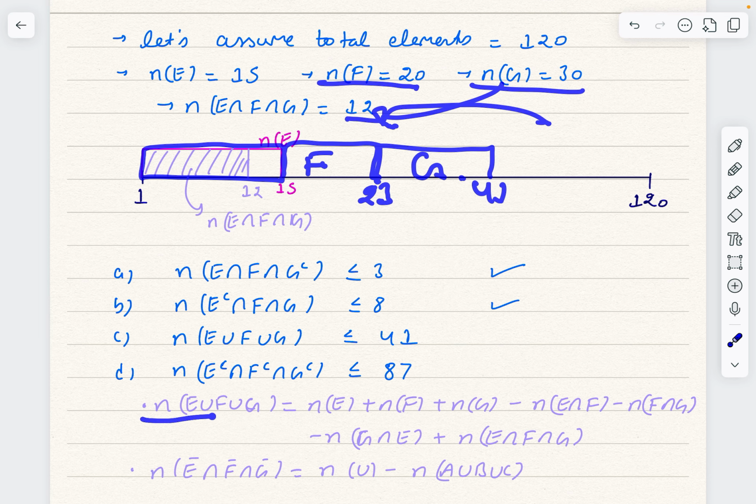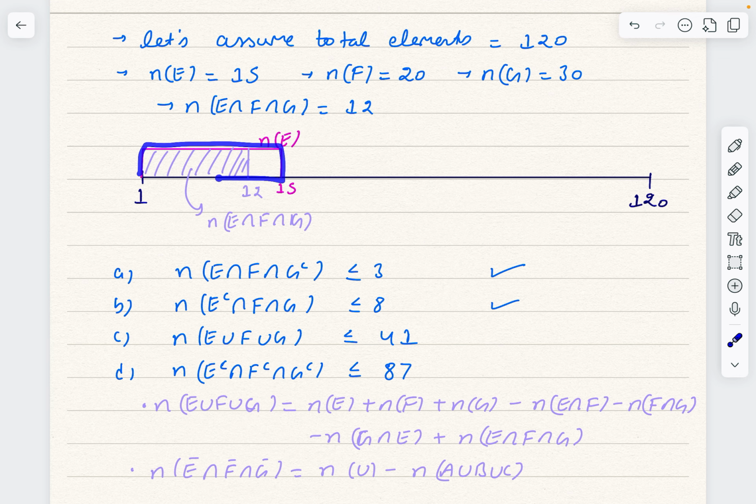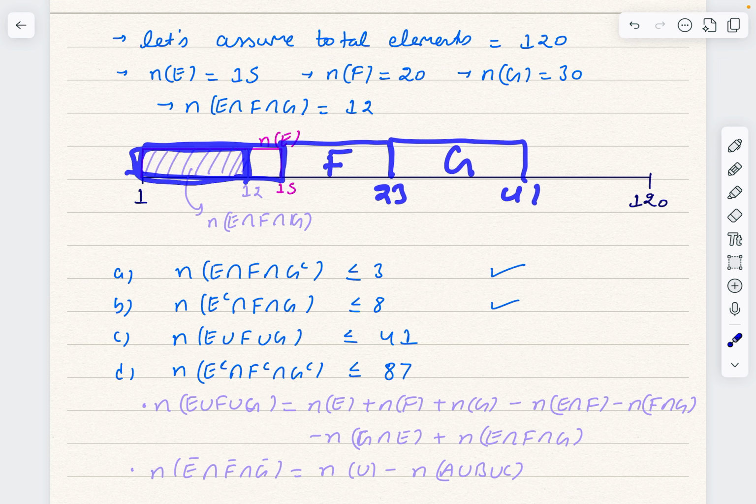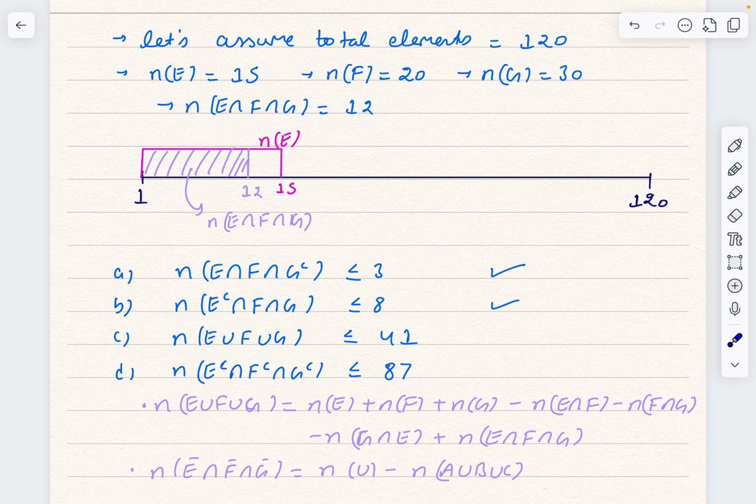So that'll be the maximum value of E union F union G, 41. See again, we take 1 to 15 for E, then next 8 elements for F, then next 18 elements for G. So that they have nothing else common apart from these 12 elements. If they have nothing else common, then this thing will be minimum and this will be maximum. So you get 41. Now, if you take 41, probability will be 41 by 120.